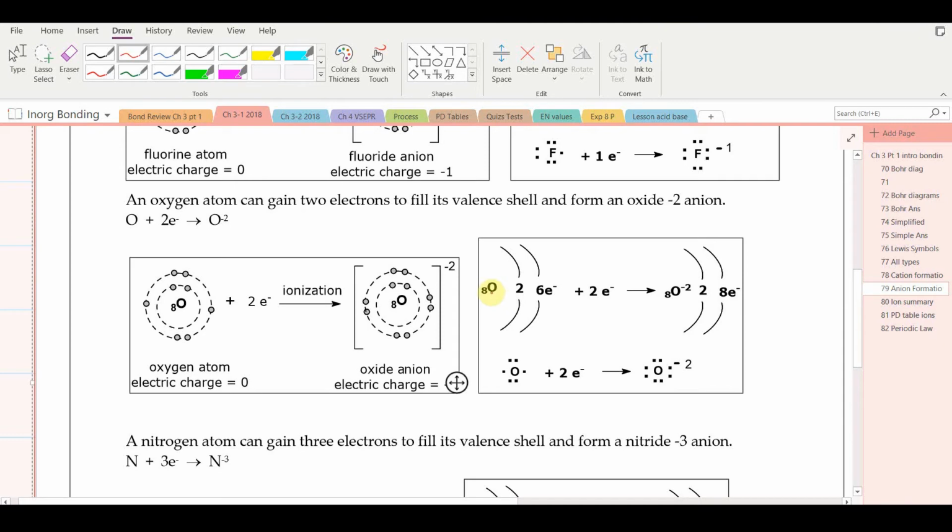Neutral oxygen with 8 electrons, 2 in the first shell, 6 in the second shell, gaining 2 more electrons to the valence shell, forms an oxide anion, still with 8 protons, but now it's got a total of 10 electrons, so that's a charge of -2. And here is an oxygen atom in its Lewis symbol with 6 dots, gaining 2 more dots or electrons to the valence shell becomes an oxide anion with a full valence shell of 8 electrons and a charge of -2.